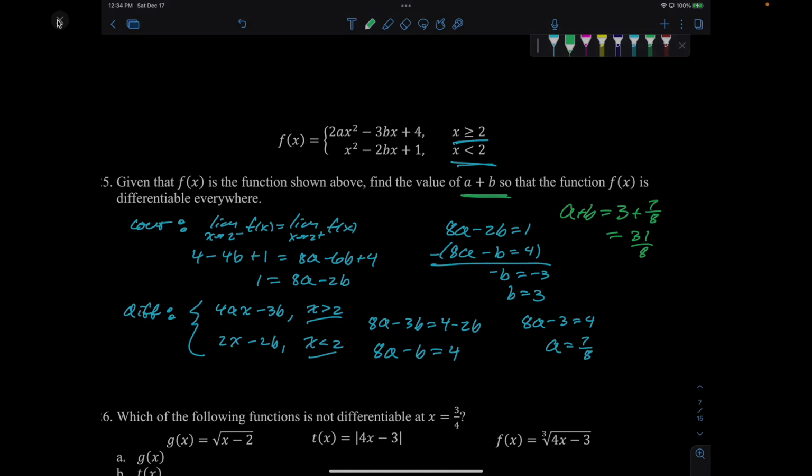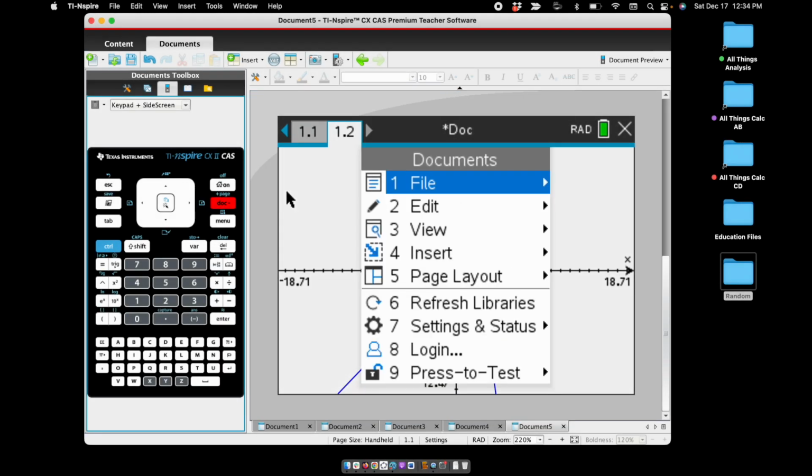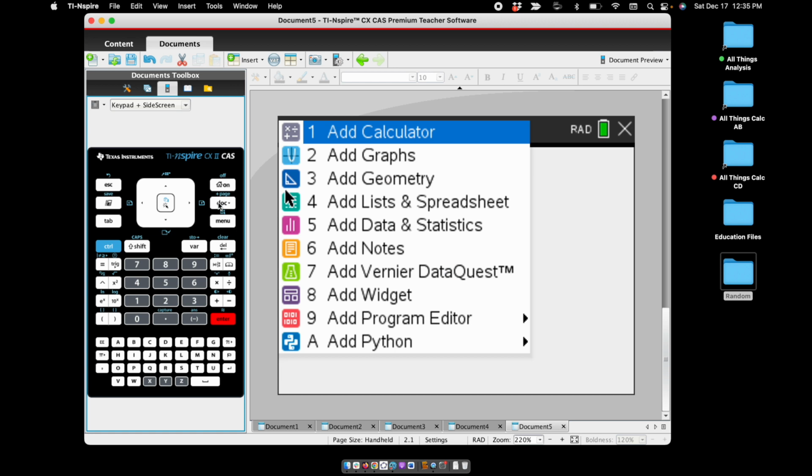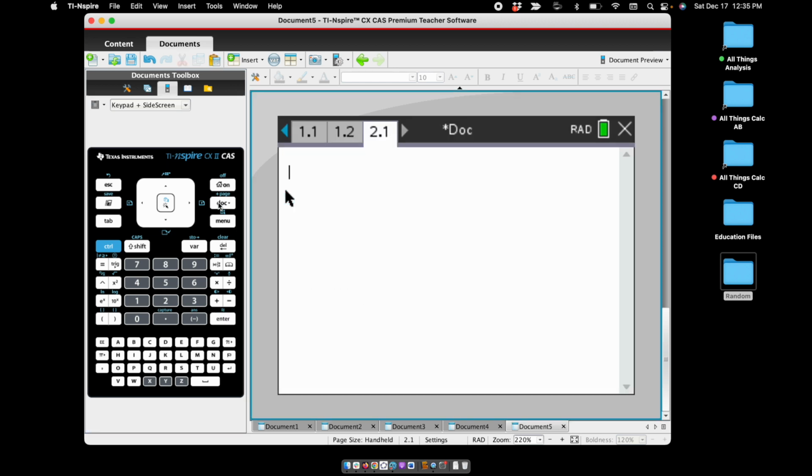That's my game plan. So let's see. I'm going to do kind of the same thing here. I could create a piecewise function, but I think I'm just going to create an f1 and an f2. So f1 will be 2a times x squared minus 3b times x. You have to put the multiplication or the calculator will think the variable is bx, which you don't want. And then f2 of x is x squared minus 2b times x plus 1.